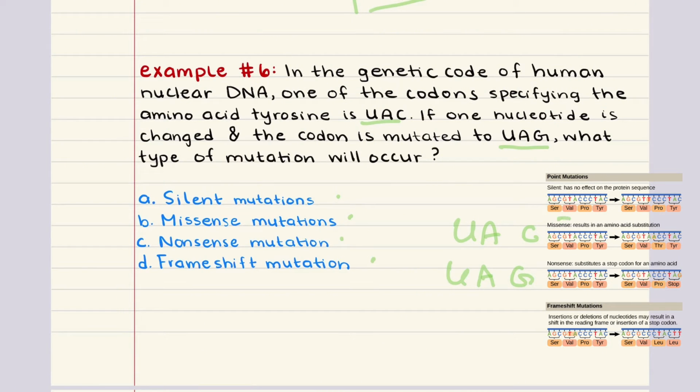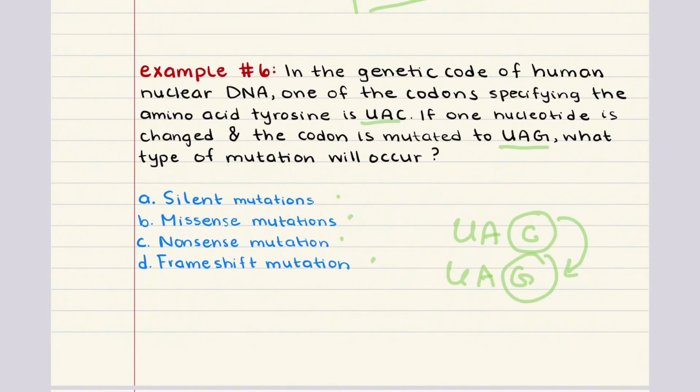That means if this mutation happens at the 3rd position, which is our wobble position, translation would stop prematurely and the protein would be cut short. Now, a mutation that changes a codon for an amino acid into a stop codon, that's called a nonsense mutation. So the correct answer here is going to be C.